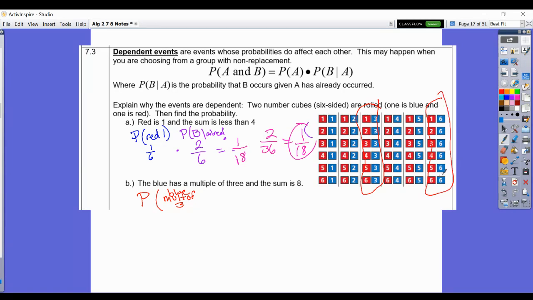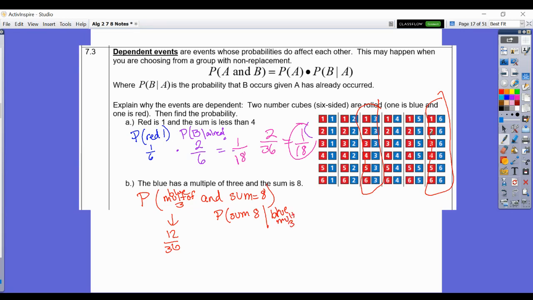So out of these, and I want the sum is 8. So now I'm gonna find, well, let me do this. There are 12 out of 36 that have a blue 3. What's the probability of getting, given that it's got a blue 3, what ones add up to 8? Sum of 8, given that it is already a blue multiple of 3.